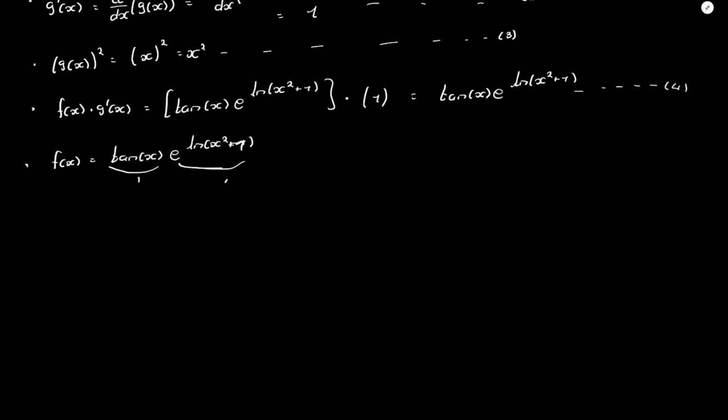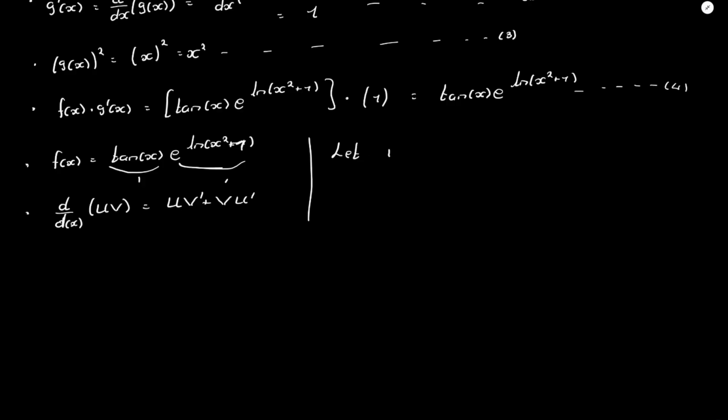So first of all, let's recall this product rule. What does this product rule state? The product rule states that the derivative with respect to x of two functions u and v is equal to u dv plus v du. So first thing, what is our u and what is our v?